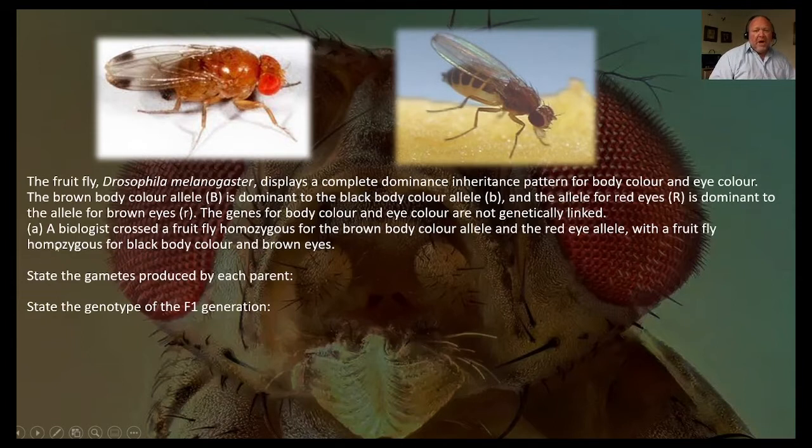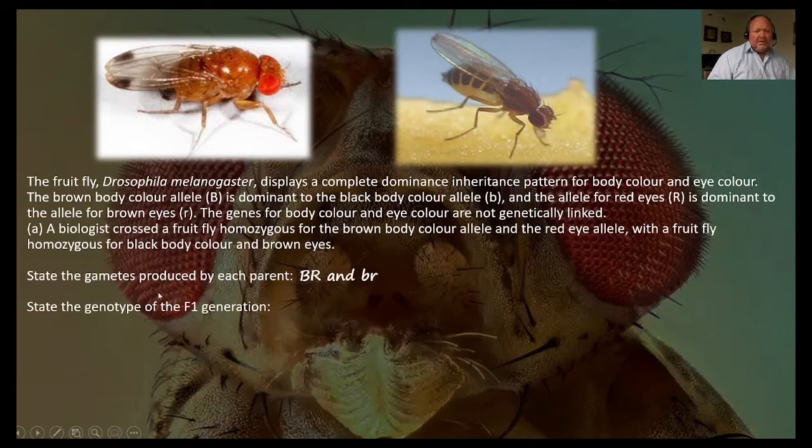The cross is with a fruit fly homozygous for black body and brown eyes, which you can see over there. So the gametes we know, if it's homozygous dominant, is going to be big B and big R for the mom, and this one is going to be little r and little b.